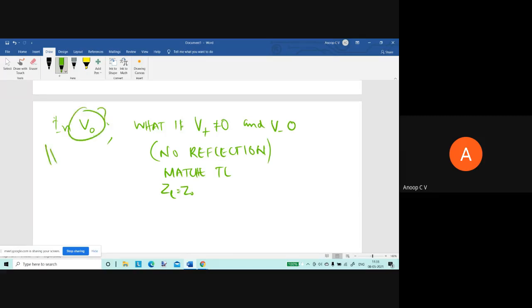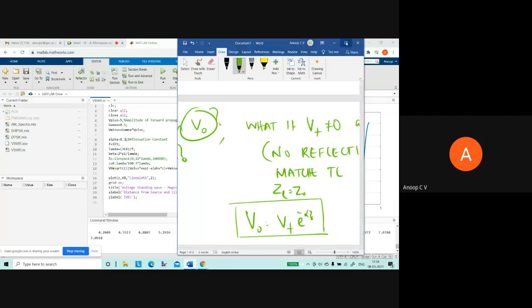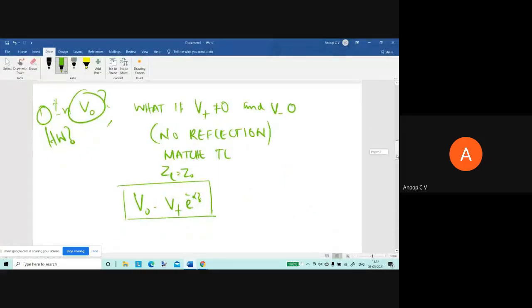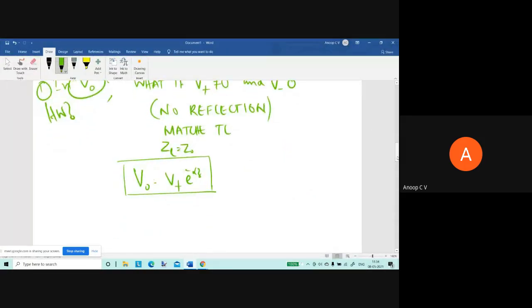This is homework, or I won't ask you this, but in case it's asked in the exam, you should be able to find it out. So this V0 will reduce to V plus e power minus alpha Z in this case. So case 1, for a matched line, V0 will reduce to V plus e power minus alpha Z. V0 is nothing but the magnitude.